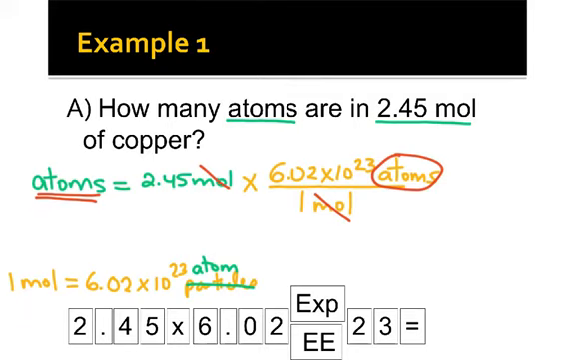So when I'm using my calculator here, I've put it down here in the bottom, but here's how you would type it in. 2.45 times 6.02, exponent button, not times 10, the exponent button does times 10 for you, and then your exponent, in this case 23. So again, you're going to type in 2.45 times 6.02 exponent button 23. And this is what you should get, 1.47 times 10 to the 24 atoms.